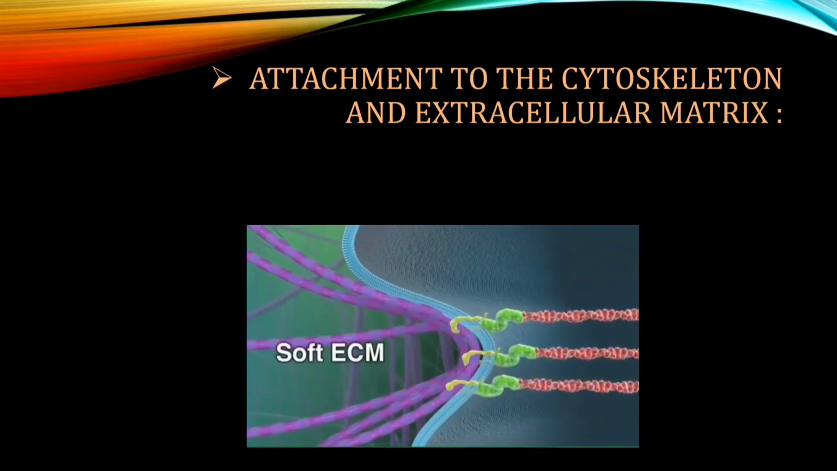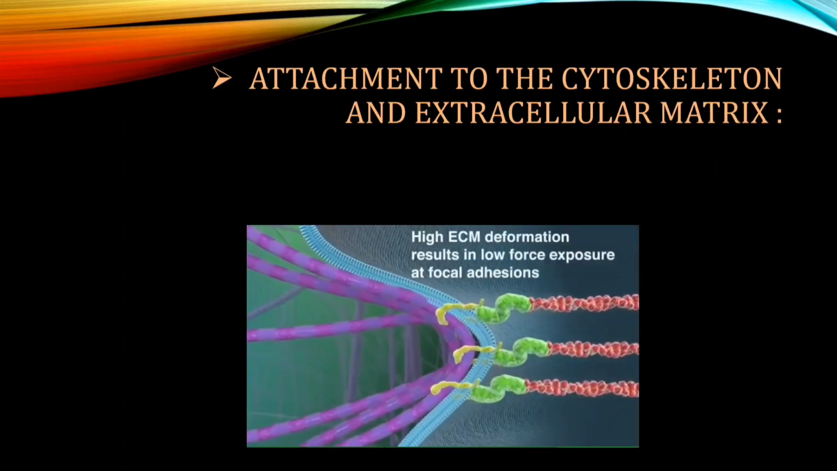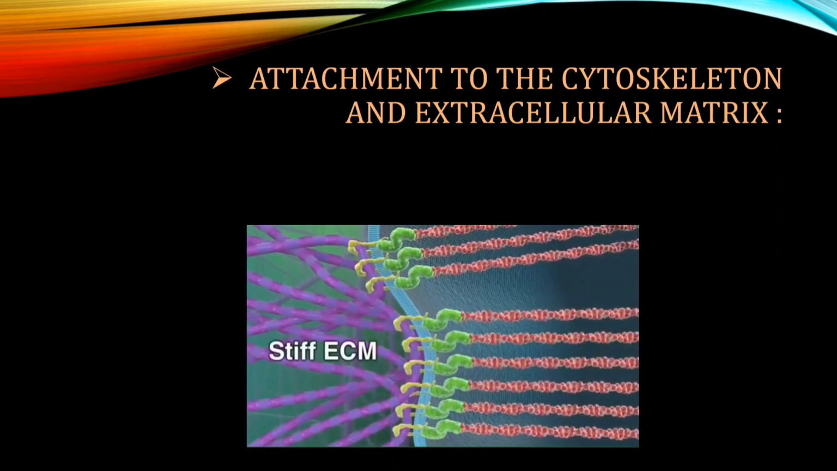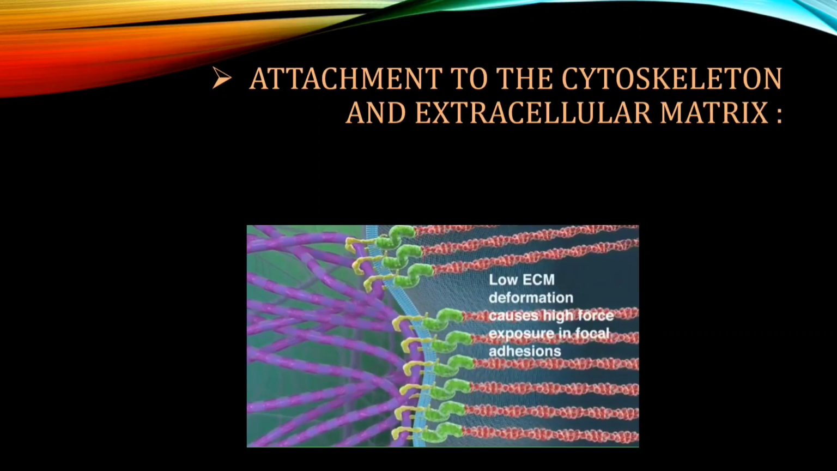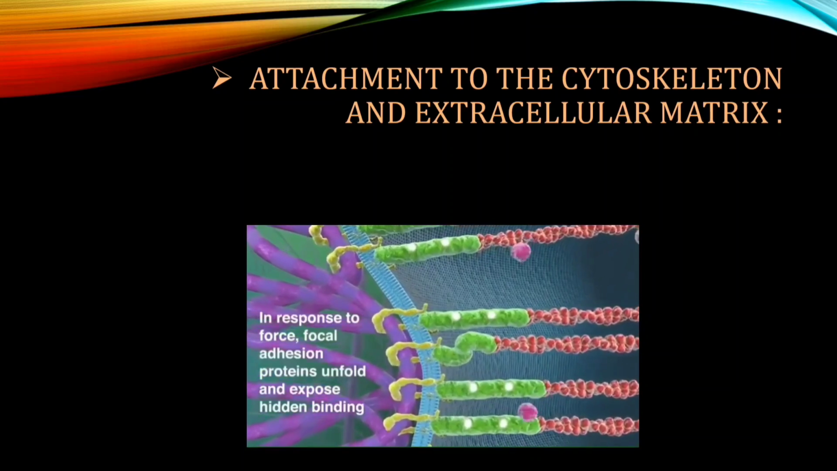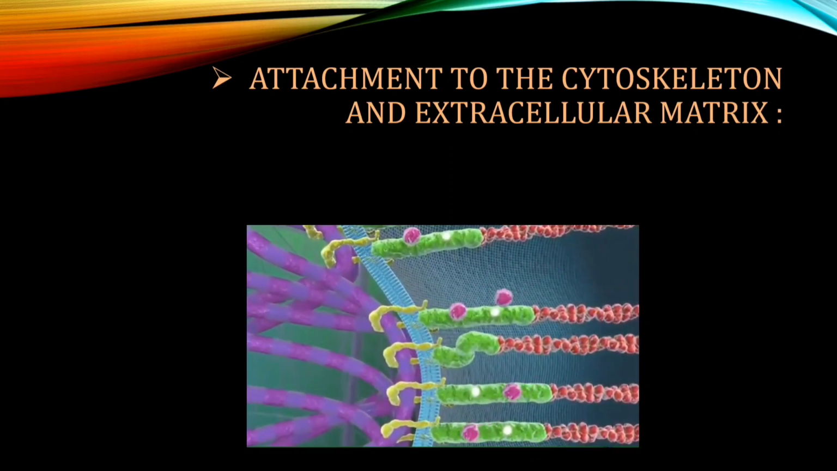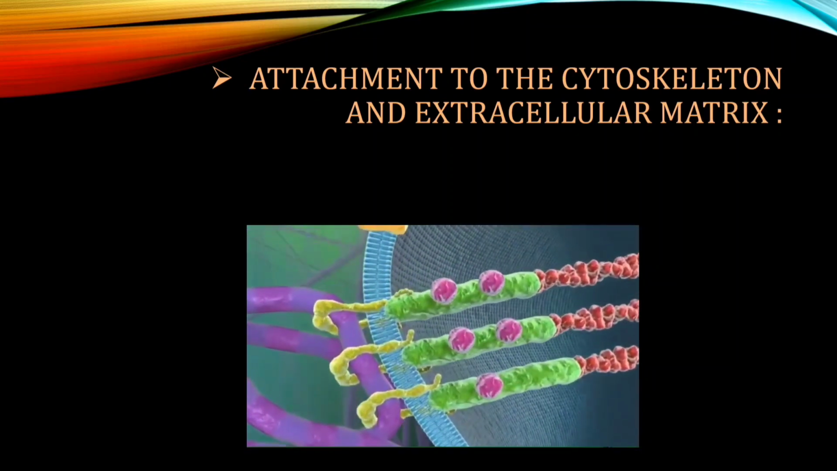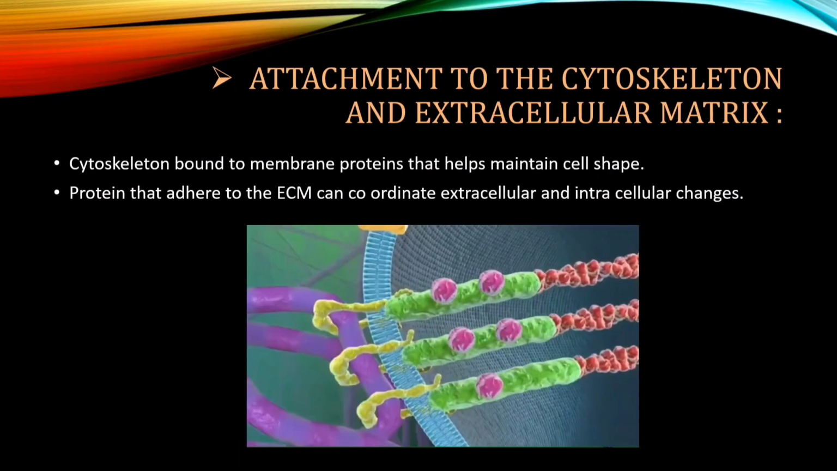On a soft ECM, in this case, high ECM deformation results in low force exposure to focal adhesion, and on a stiff ECM, low ECM deformation causes high force exposure in focal adhesions. In response to force, focal adhesion proteins unfold and expose hidden binding sites, bind the protein, and activate the signaling protein. They bind with each other, and it also helps to open the transporters, and this is a function of the membrane protein. Now going to the next slide.